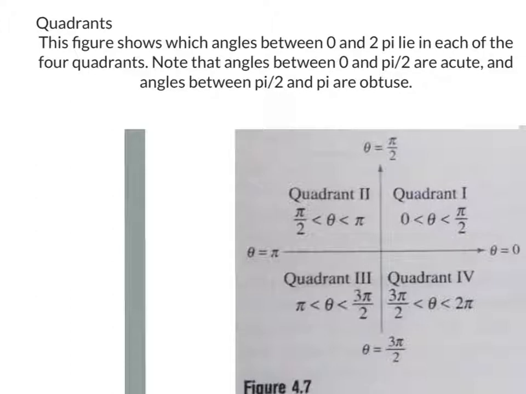All right, so talking about quadrants. It says this figure shows which angles between 0 and 2 pi lie in each of the 4 quadrants. Note that angles between 0 and pi over 2 are acute, and we know that because angles between 0 and 90 degrees are considered acute angles. And angles between pi over 2 and pi are obtuse because pi over 2, again, is 90 degrees and pi is 180, so anything between 90 and 180 degrees would be considered obtuse.